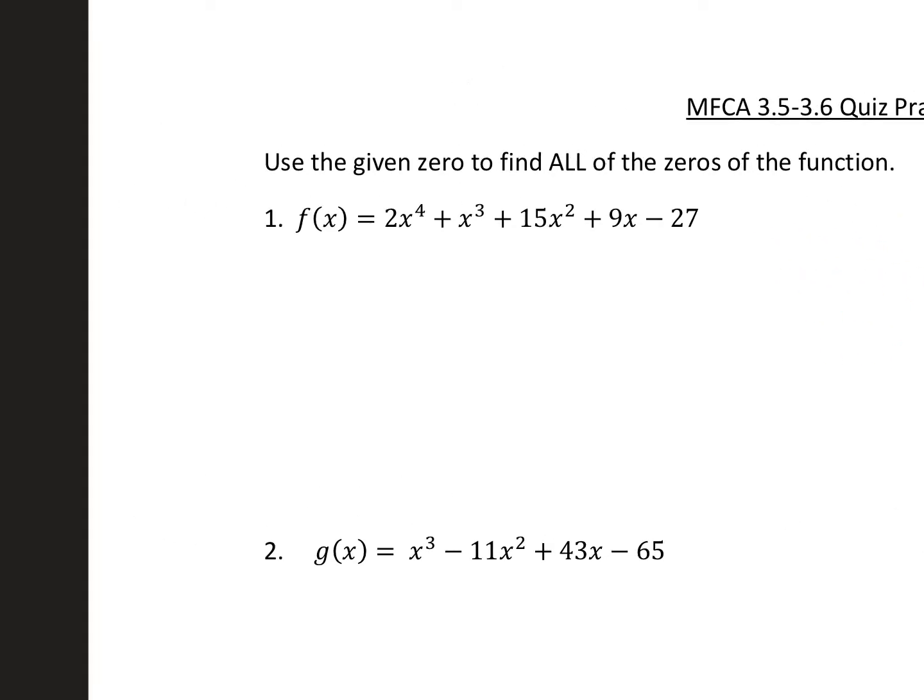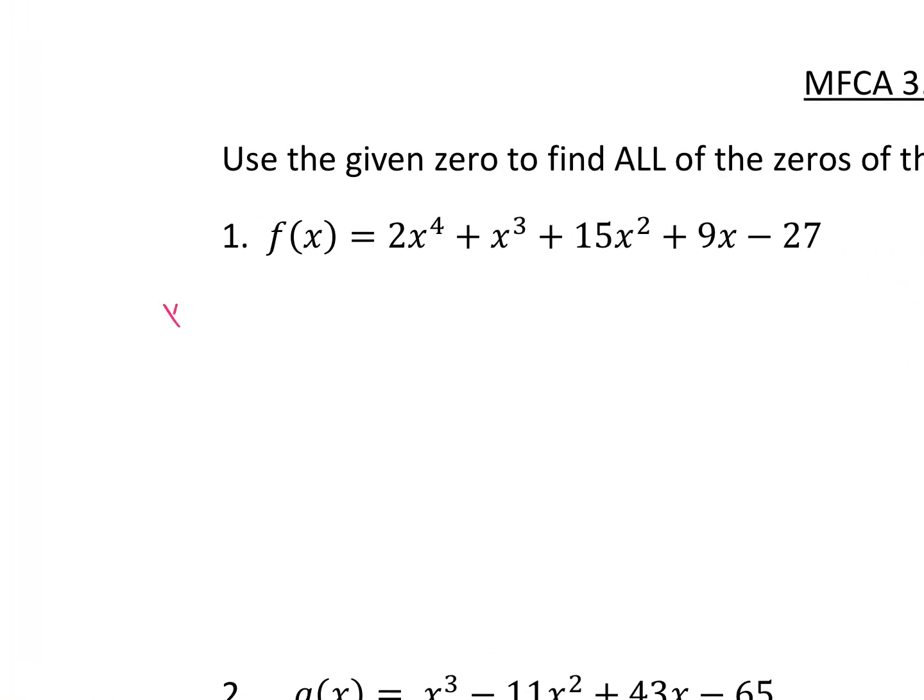So that goes on the outside. Or sorry, it's x squared plus 9. If it's x squared plus 9, you need the x, so we're going to add in a 0x, so x squared plus 0x plus 9. That goes on the outside. On the inside, you're going to have the 2x to the 4th power plus x cubed plus 15x squared plus 9x minus 27.